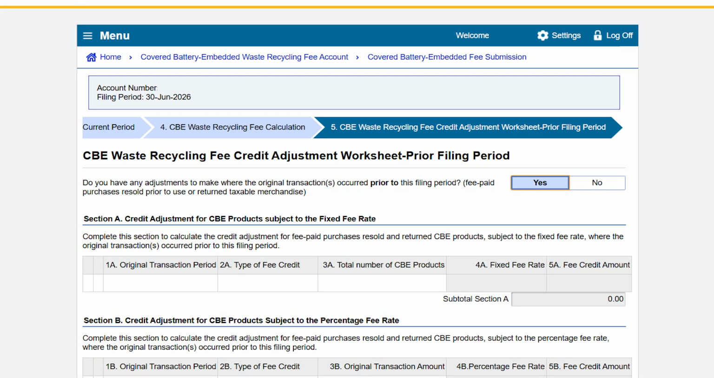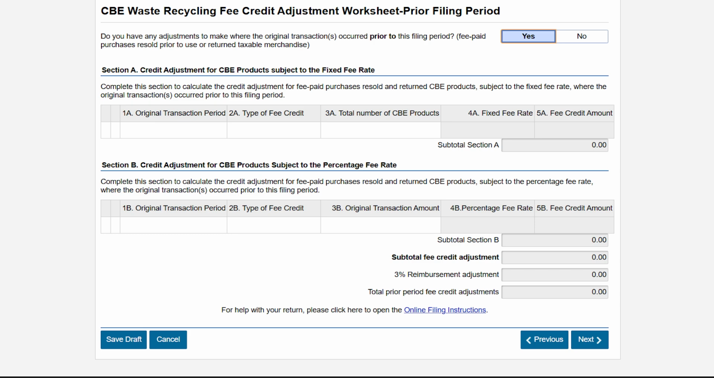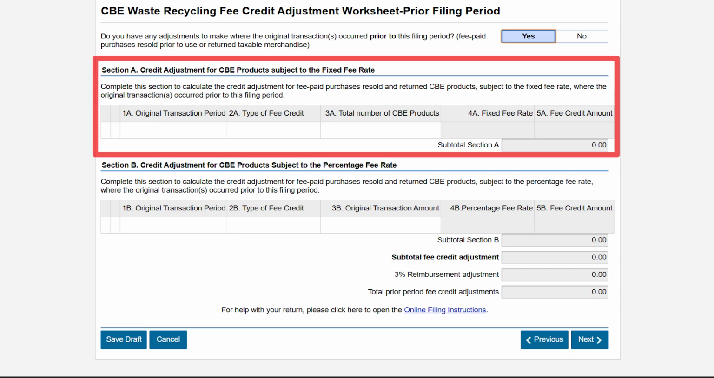By selecting Yes, a table will expand with two sections. Section A, Credit Adjustment for CBE Products subject to the fixed fee rate.